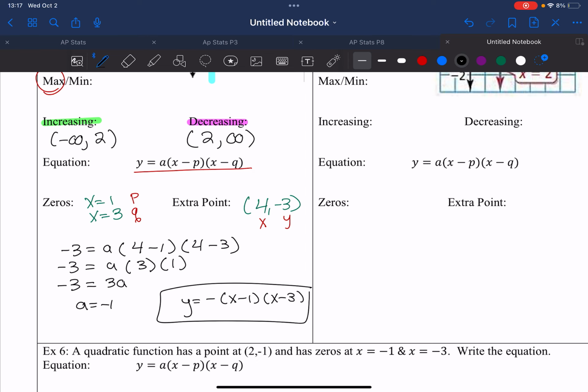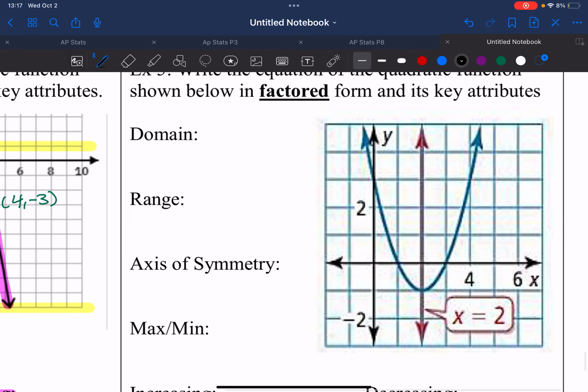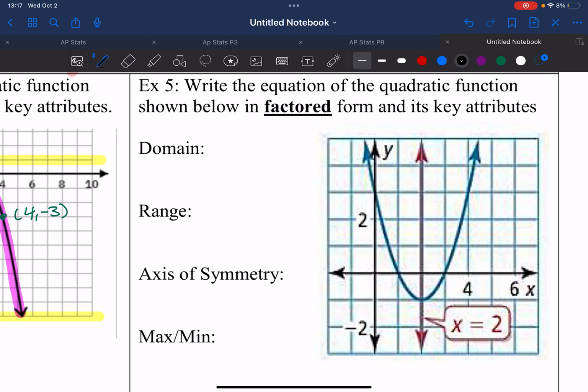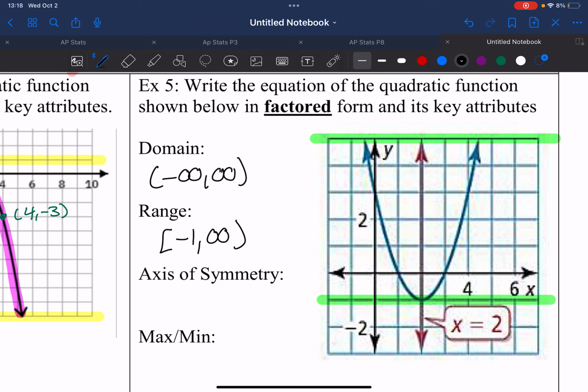Okay. Same thing on the other side. Looking at my domain, I know it's always negative infinity to positive infinity. My range, I'm looking at my smallest y value all the way to my greatest y value. So my smallest y value is -1, and my largest is infinity because of those arrows. My axis of symmetry is what splits this in half, and they already give this to me at x equals 2. My vertex is on the bottom, so I know that this is a minimum.